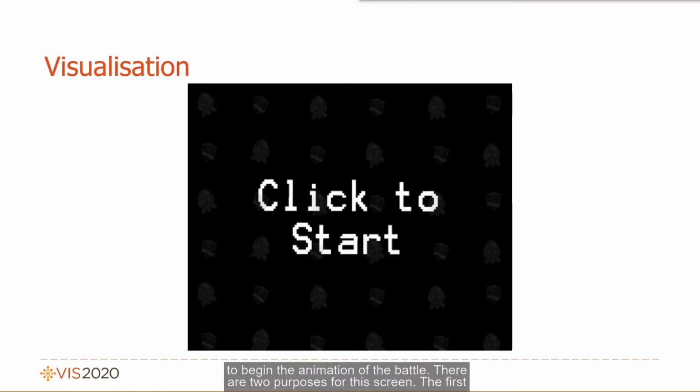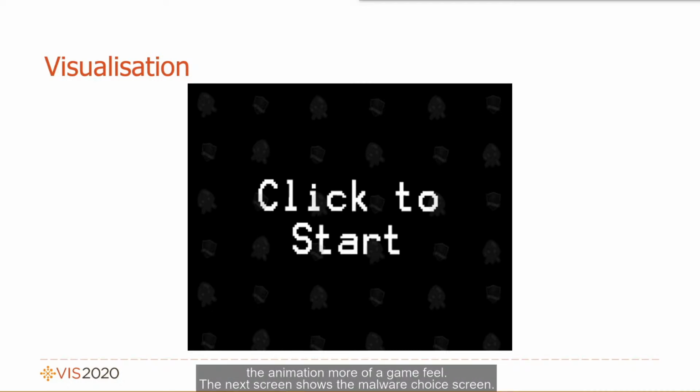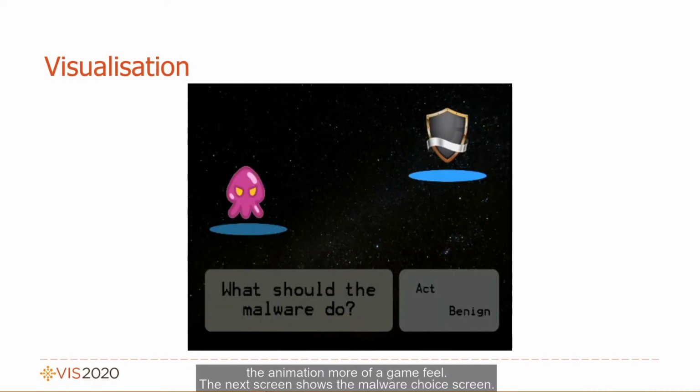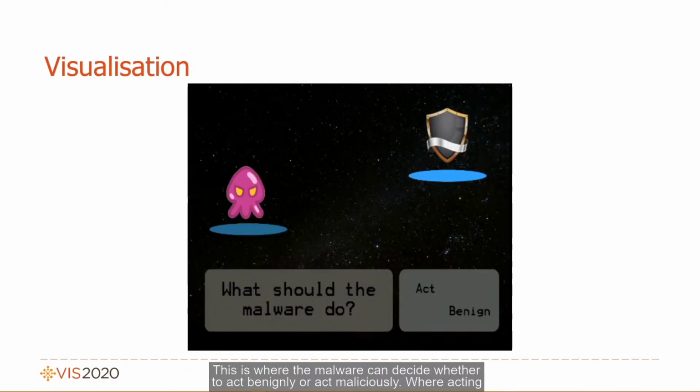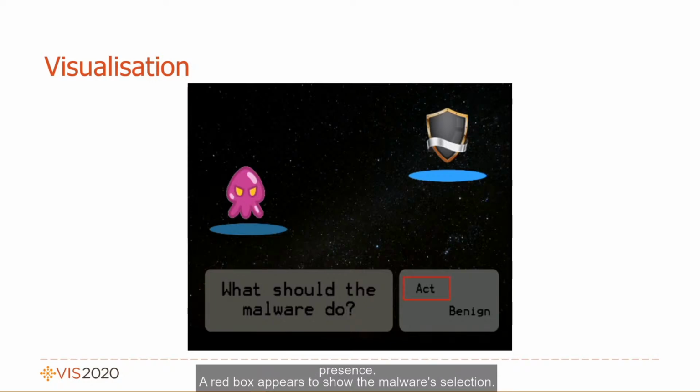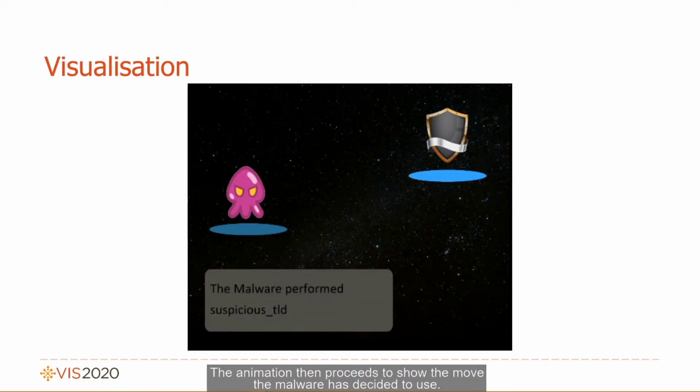There are two purposes for this screen. The first is to give the user control over when the animation starts, and the second is to give the animation more of a game feel. The next screen shows the malware choice screen. This is where the malware can decide whether to act benignly or act maliciously, where acting benignly results in the malware taking actions to not alert the anti-malware system of its presence. A red box appears to show the malware's selection. The animation then proceeds to show the move the malware has decided to use.